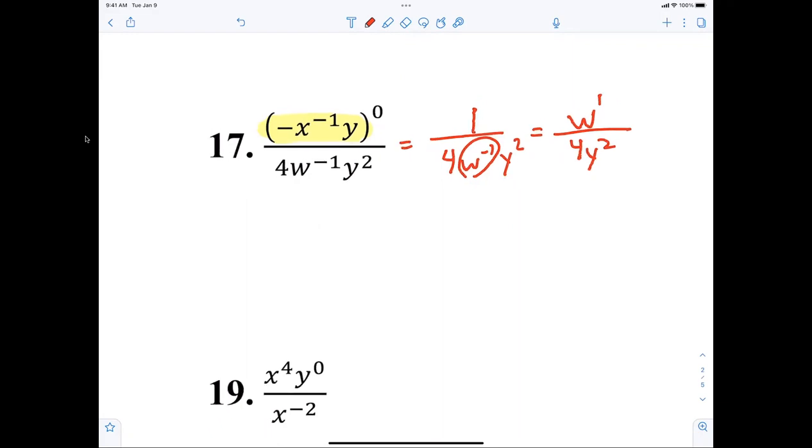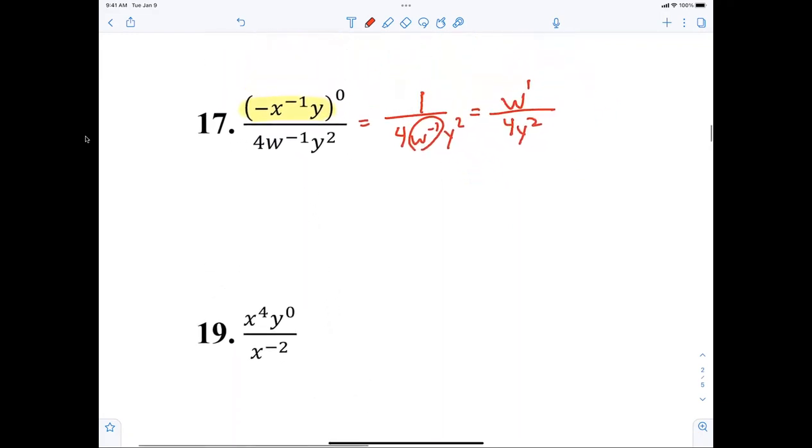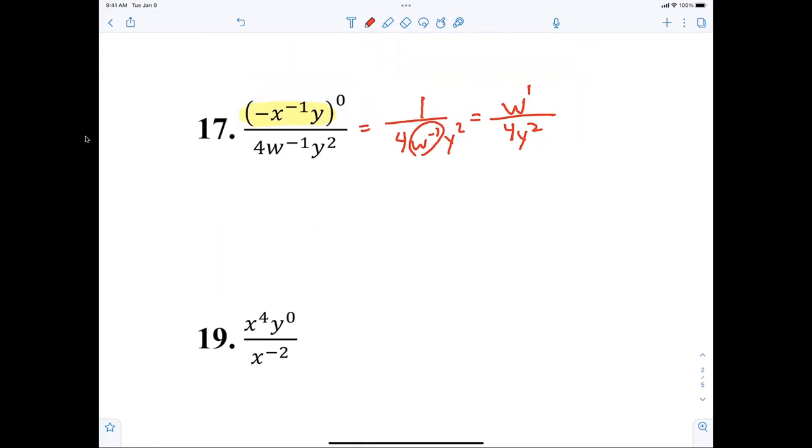All right, 19. Sure. What? Why do we move the w to the -1 up? Why do we just make it -1? That's not what we do.